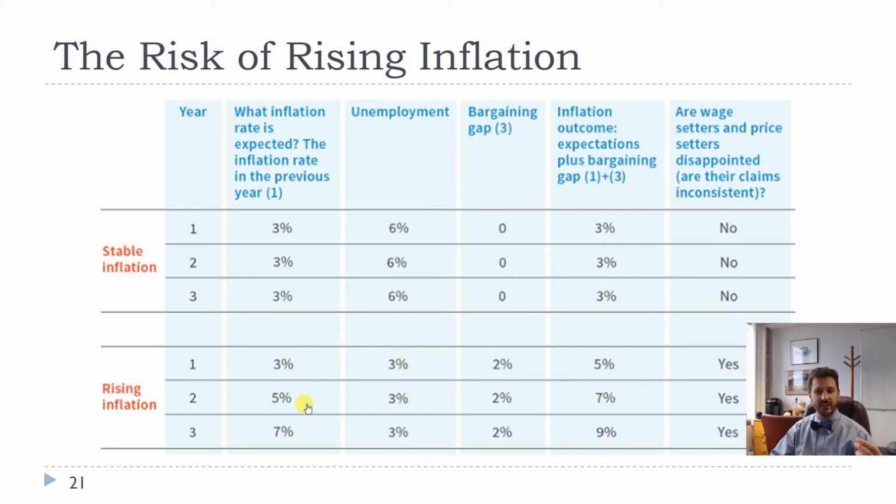If we expect inflation to be the same as it was last year, what are called adaptive expectations, now we have 5% inflation plus that same 2% bargaining gap because the unemployment rate is still 3%, which means we end up with 7% inflation. And again, firms and workers are disappointed. And because of that, the next year, now we have 7% inflation plus the 2% bargaining gap, we get 9% inflation. And so inflation is going up and up and up because we're trying to keep the unemployment rate lower than we should. So this is really important for a central bank.